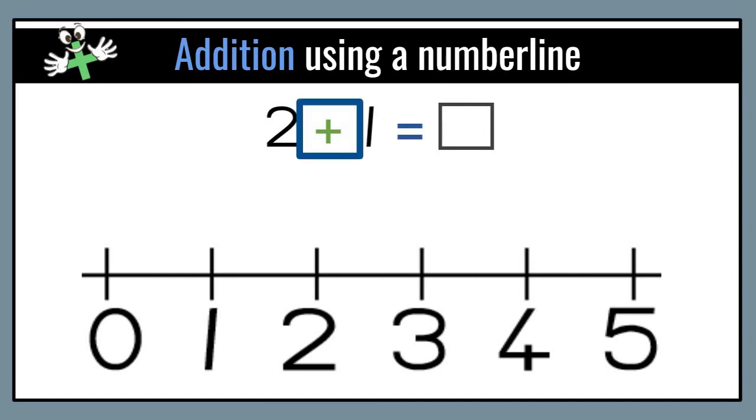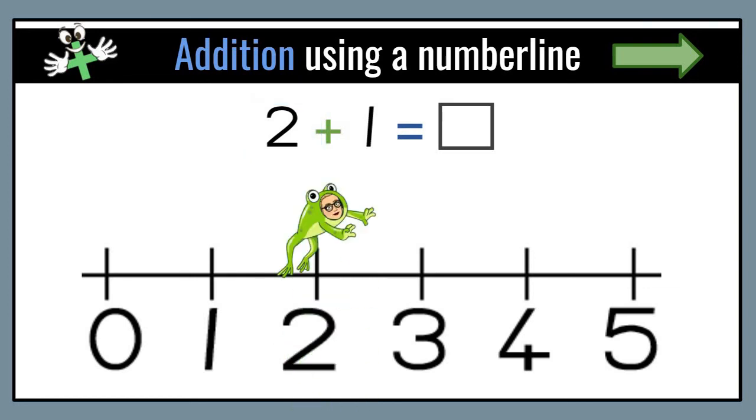First I see a Mr. Plus. Now I know that I'm going to count forward on my number line. When you see Mr. Plus, you know you must count forward. Let's look at our numbers. What do I start with? Yes, number 2. This means my little frog is going to start at number 2.